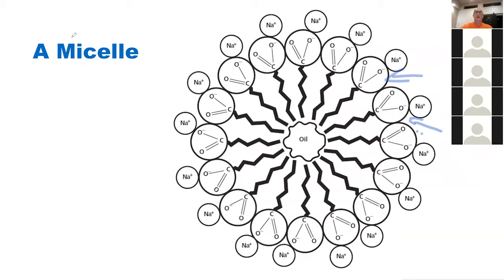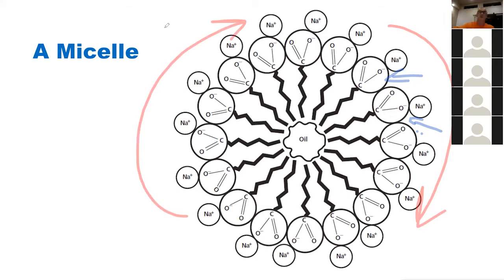So when we add a lot of sodium, we make absolutely sure that all of these negative groups are neutralized, and then they can come together quite closely and form a micelle. All the polar groups are on the outside of the micelle, and all of the non-polar groups are on the inside.